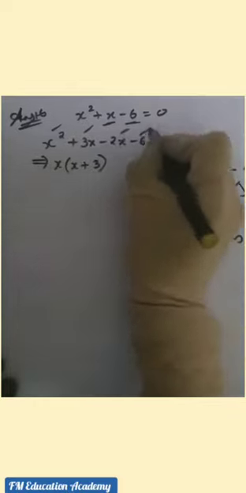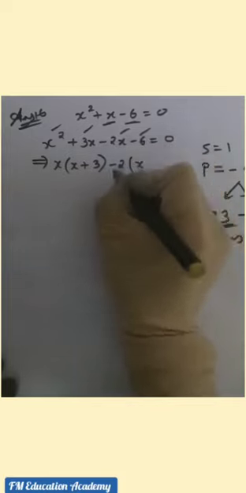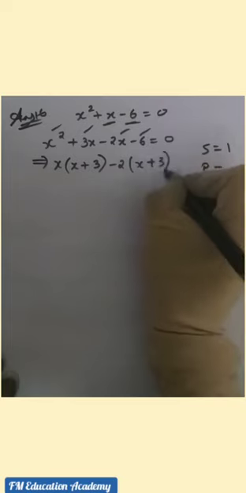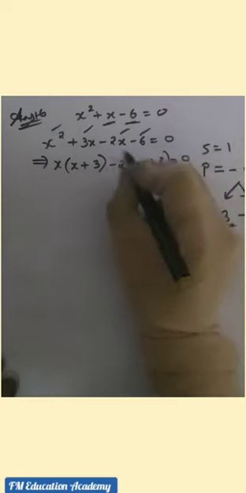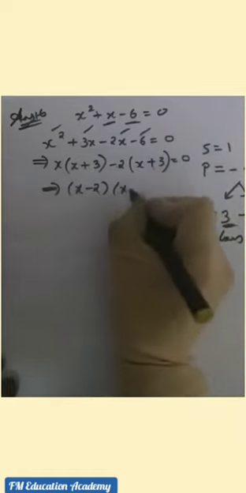In between these two you can take minus 2 common. If you take minus 2 common, x is remaining here, and plus 3 will be remaining here. See, minus 2 into x is minus 2x, minus 2 into plus 3 is minus 6. So x minus 2 we write in one bracket, and x plus 3 in another bracket.